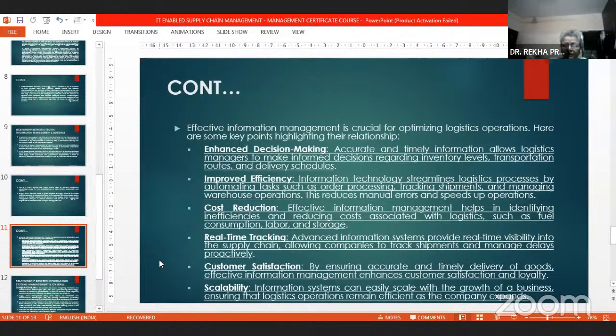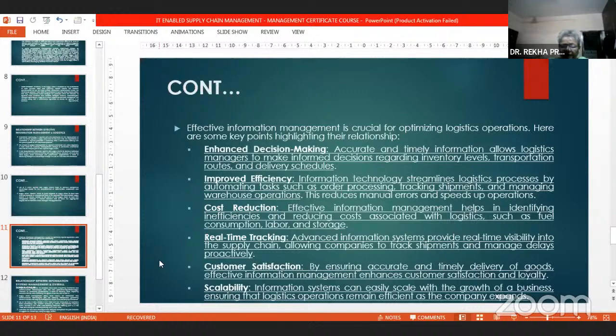For example, if you order some product, you can always track it. Like for example, you have ordered a pizza. When the order has been taken, now it is cooking, now it is on the way. Everything you can track. So it has enhanced the visibility of the whole process.